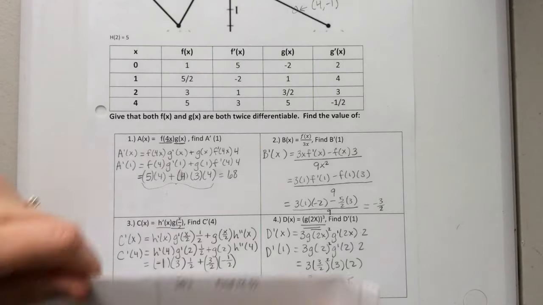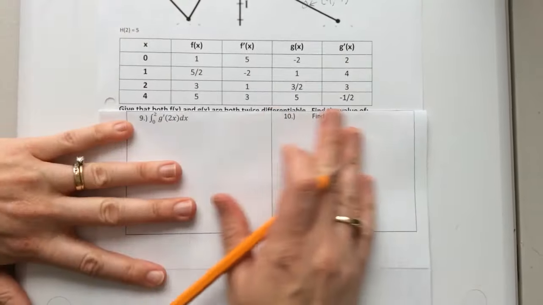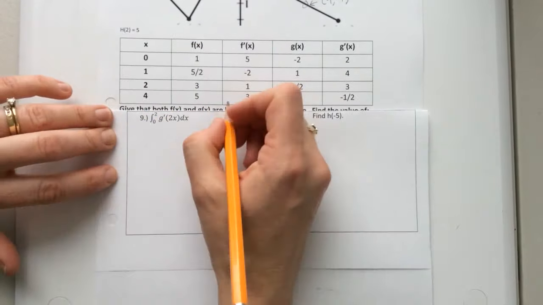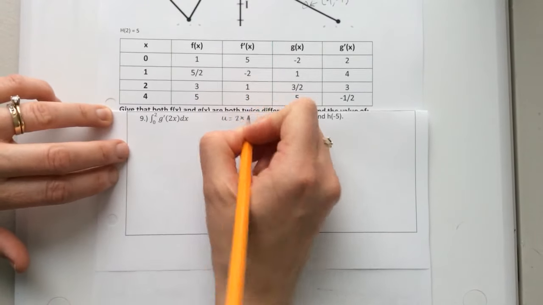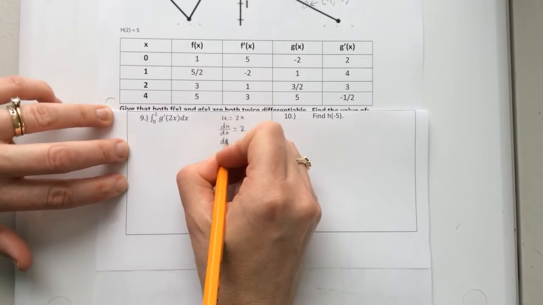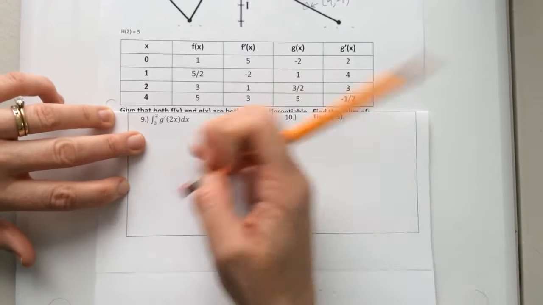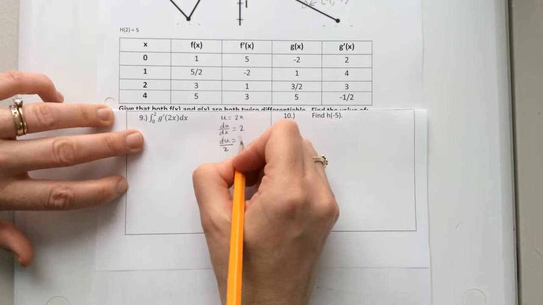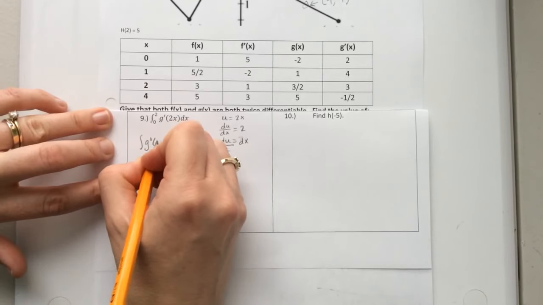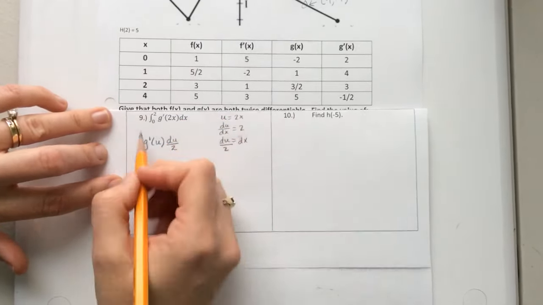All right, number 9. Ooh, a little bit of integral action here going on. So I am going to evaluate this, but if you notice, it's a function plugged into a function, so I'm going to need a u. I'm going to make my u 2x, which means du dx equals 2, or du over 2 will equal dx. So let's substitute that in. G prime of u du over 2, and let's change our endpoints.